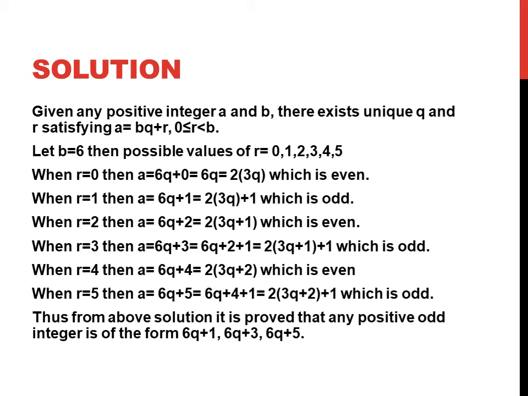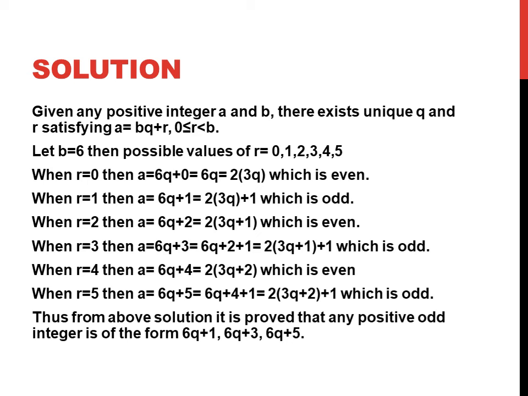So basically, looking at all these above statements, we can say that when a was equal to 6q + 1, it is odd. When a was equal to 6q + 3, it is odd. When a was equal to 6q + 5, it was odd. So we have seen and proved that any positive odd integer is of the form 6q + 1, 6q + 3 and 6q + 5. Is that clear to you all?